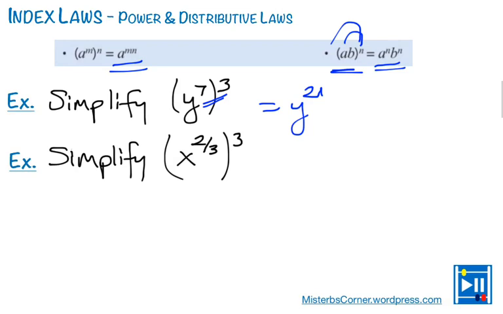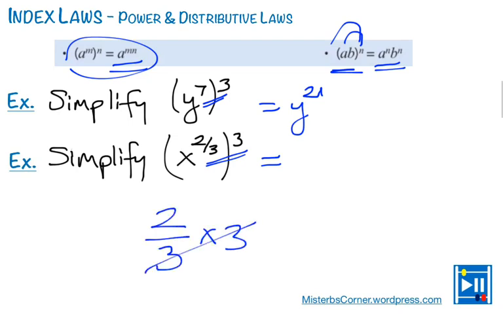Simplify x to the power of 2/3, to the power of 3. Again, the same idea applies. We multiply them as in this rule and we get 2/3 times 3, if you cancel these out, is 2. So it's going to be x to the power of 2, or you can say x squared.